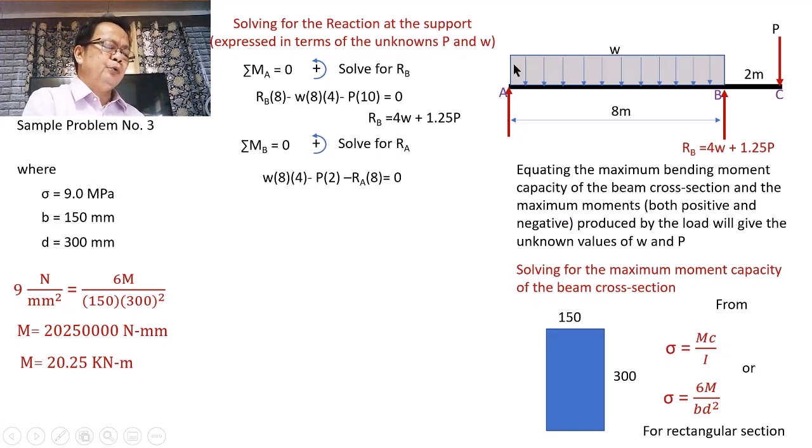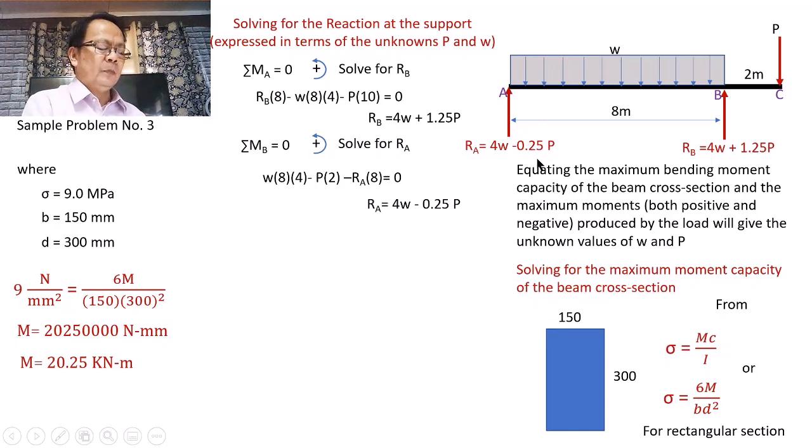Shall be minus RA. RA is also producing a clockwise moment also about B. So that is also negative. RA multiplied by 8, and that will be equal to 0. Pag sinimplify natin ito, we shall be able to solve for RA, both expressed in terms of W and P, and the value is 4W minus 0.25 of P. Kaya itong R sub A natin will be 4W minus 0.25 of P.